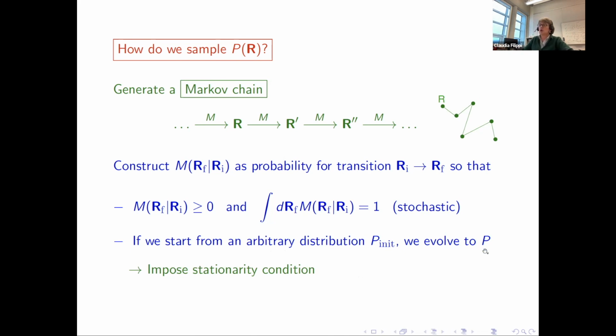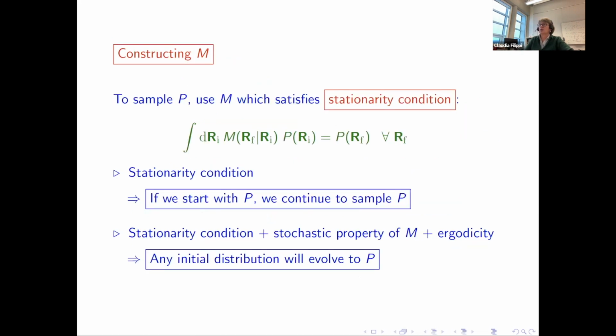Okay, and we do so by imposing the stationarity condition. The stationarity condition says the following. You have P of R, and now I apply M to go to a final value, and I integrate over all possible initial configurations. So I take my P, I apply M, and I end up in P at the final configuration. So this tells us the following: if I have a distribution of points which is already distributed like P, by applying M, I will not mess up my distribution, but I will continue to sample P.